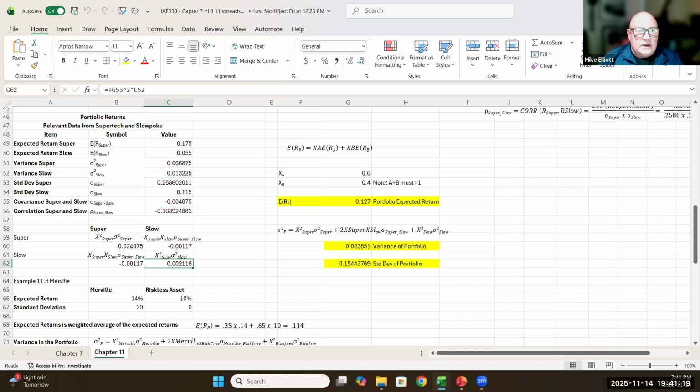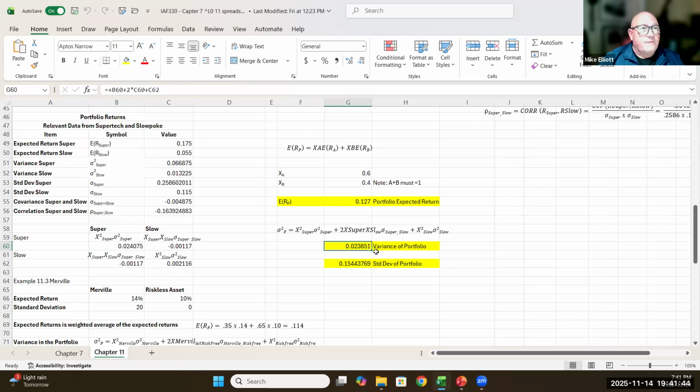Okay. And once again, to get there, we have 60% squared times the variance, which is 0.066875, and that gives us 0.24, etc.